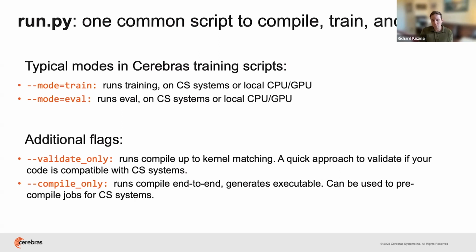Now, if you want to move outside of this with our PyTorch API, that's in beta right now and will continue to be fleshed out and used across. You'll have even more flexibility to go lower, write your own training loops. It's not necessarily that these options aren't available to you right now, just through a different mechanism. And then finally, we have additional flags if you want to validate only compilation up to the point of kernel matching. Good to check that your code is compatible with the CS2, or compile only. So you can run it end to end, generate an executable, and use that to pre-compile jobs for CS systems.